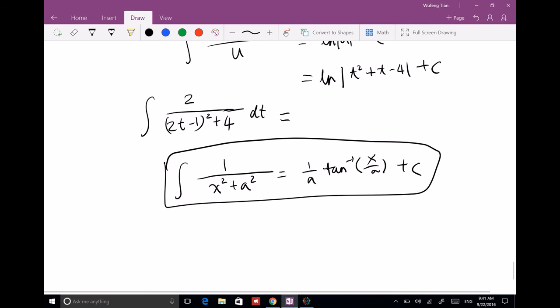I would like to give you a little bit of time. Try it yourself as well. Can you try this one? Chapter 8 is a lot of antiderivatives, so you do a lot of practice. I would like to give you 2 minutes, and try it by yourself.